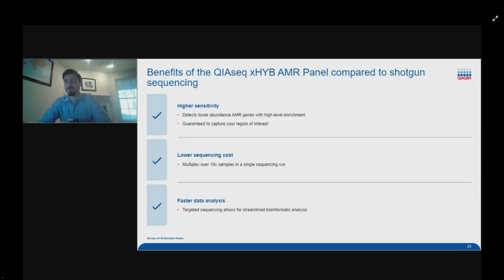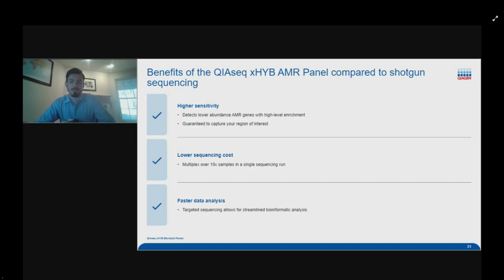And it also allows you to guarantee that you actually capture your region of interest. Currently with shotgun sequencing, you might not actually assign enough reads to your sample to be able to capture your AMR gene if it's there. And using a panel like this, you guarantee that you will be able to see it. And also, this allows you to multiplex considerably more samples, which will lower your sequencing costs downstream.